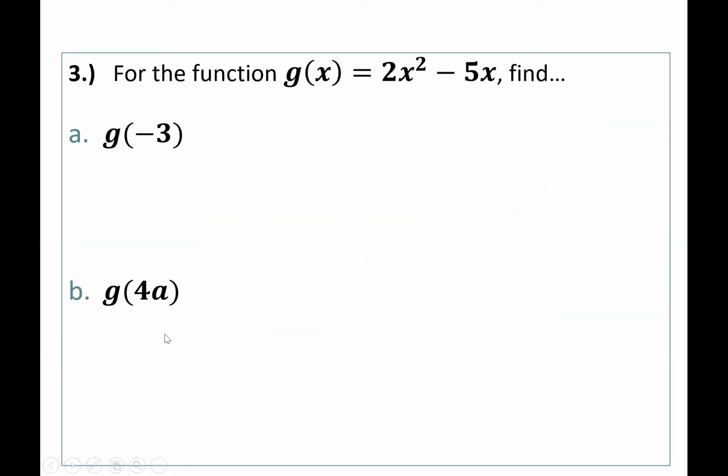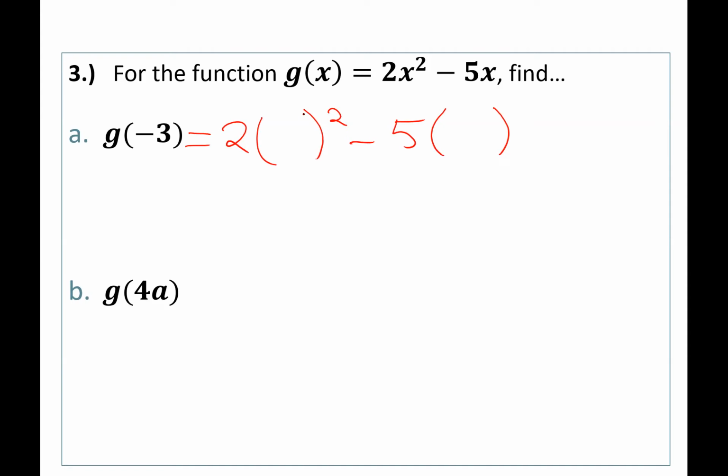Okay, looks like we have one more function to do. This one is g of x, and this is called a quadratic function. We have a variable with an exponent of 2. You saw those a lot when you were factoring. So this graph actually is a parabola, but you don't need to know that. All you need to do is be able to replace x with -3. Okay, so g of -3. I'm replacing x with -3.